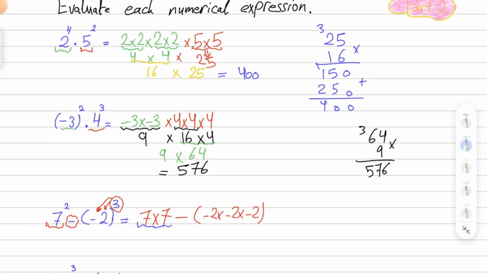7 times 7 is 49, minus, parentheses, negative 2 times negative 2, which is equal to 4. 4 times negative 2 equals negative 8. And note here that we have two negative signs with no number in between, so we can combine them and write them as addition. 49 plus 8 is equal to 57.